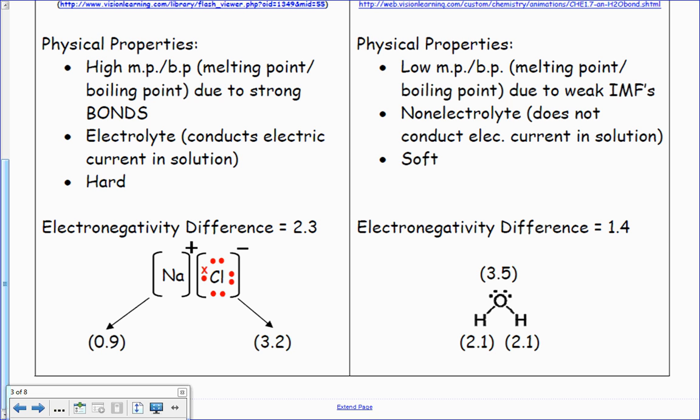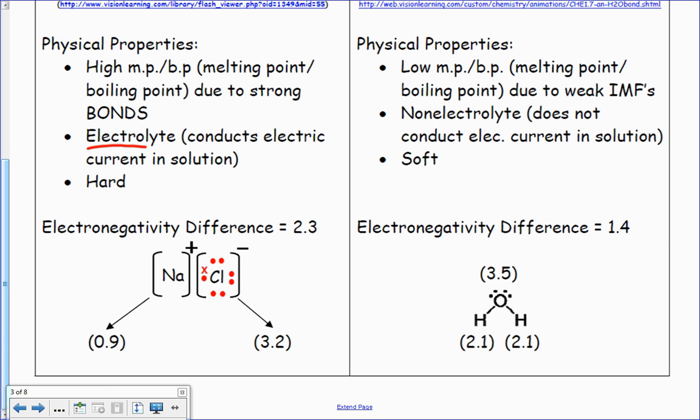Electrolyte means just what it sounds like. It starts with electro. So if I take that powder and I put it into solution and dissolve it, it is going to dissociate and conduct electricity. Ionic compounds are also generally very hard. They're kind of brittle. They will shatter.